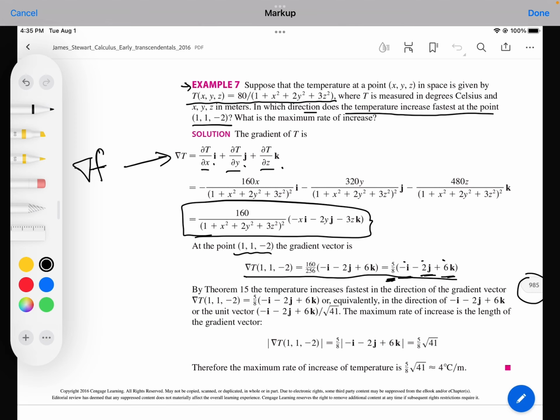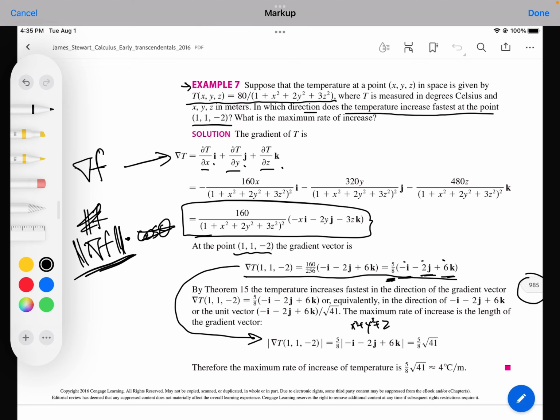And then in terms of the maximum rate of increase, we said the increase is the maximum when we have cos theta equals 1, right? So basically the maximum rate of increase is just the magnitude, the length of this vector. We're just calculating that, and that's just the square root of x squared plus y squared plus z squared. And that's it. That's a very typical example. It doesn't get too much more complicated than this.